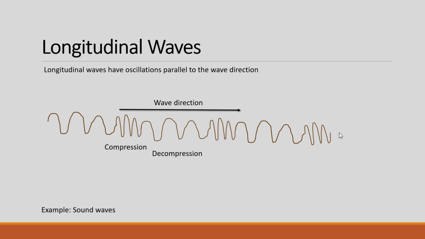Or you can think of if you were to lay out a slinky on the floor horizontally and push it horizontally, the wave will not oscillate up and down. Instead, it would horizontally oscillate all the way to the other end of the slinky, having areas of compression and decompression. And that's what a longitudinal wave is.